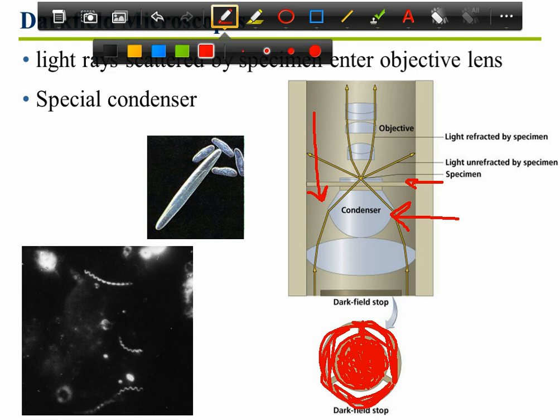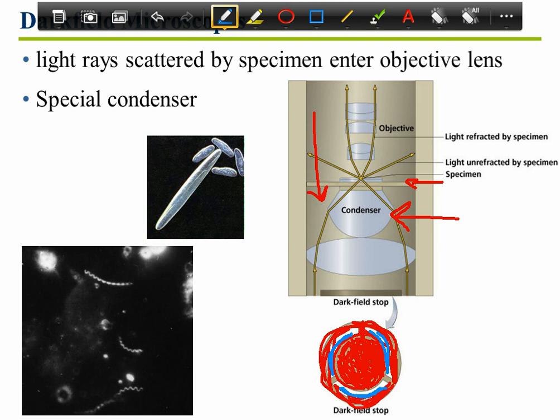Let me change colors. So in blue, these are the only areas where light comes through. The light comes through at an angle, you see it right here coming through these edges, and hits your object that's on a slide and bounces off and comes up into your eyepiece. So your objects, here's a bright field right there, are white on a black background because you're blocking most of the light rays.